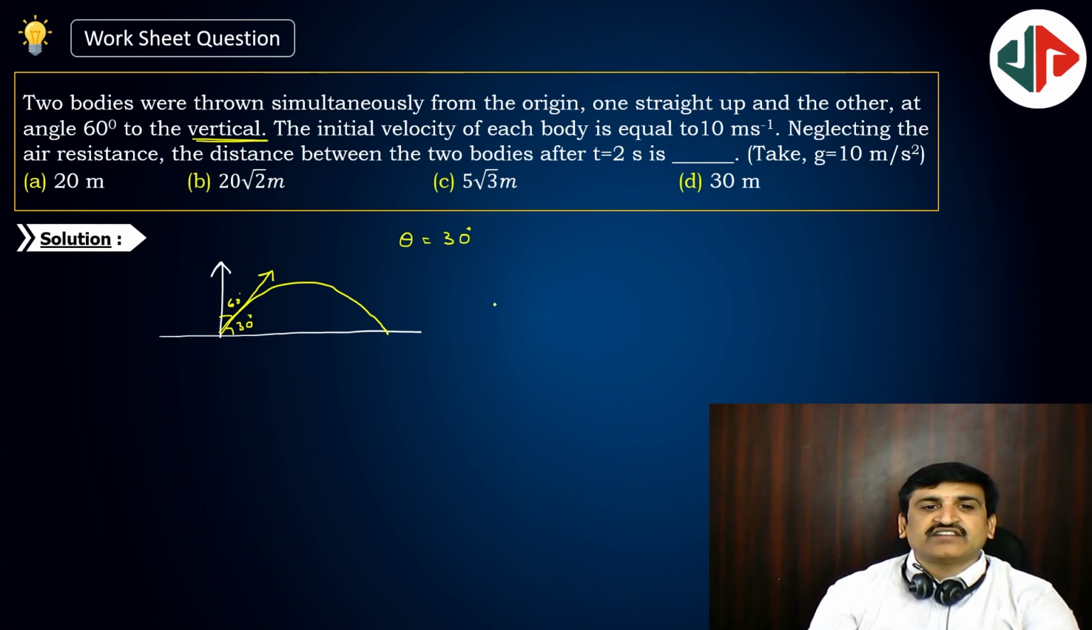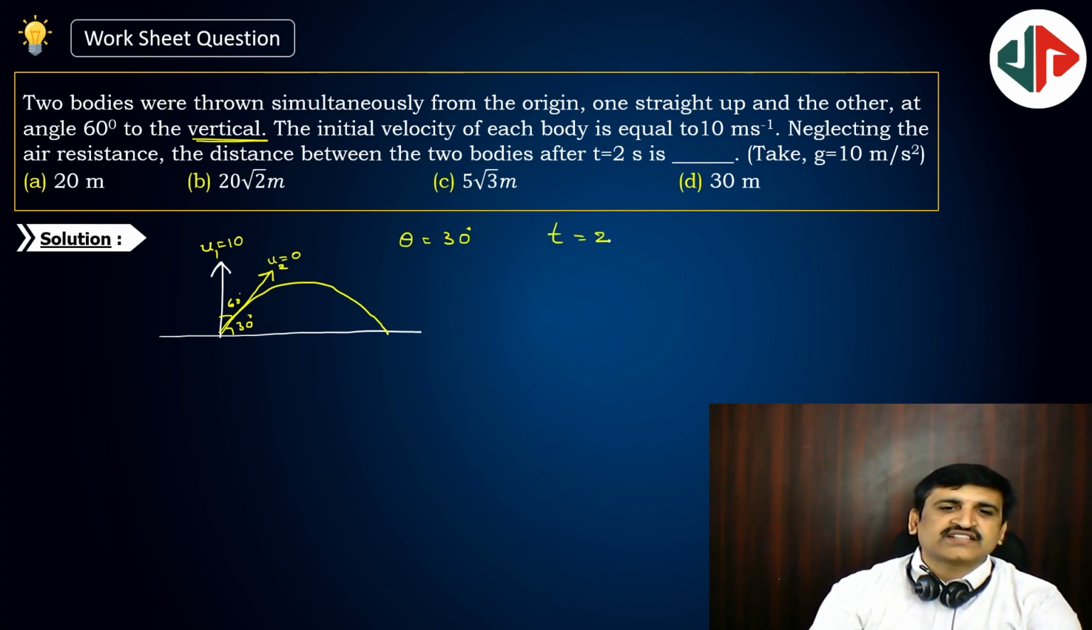The initial velocity of each body is equal to 10 meters per second. One body's initial velocity is 10, the other body also 10. This is 1 and this is 2. Neglecting air resistance, what is the distance between the two bodies after 2 seconds? Distance is equal to velocity into time. Let's use relative velocity here.